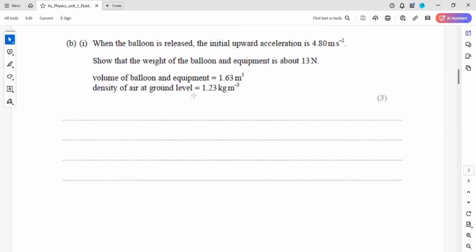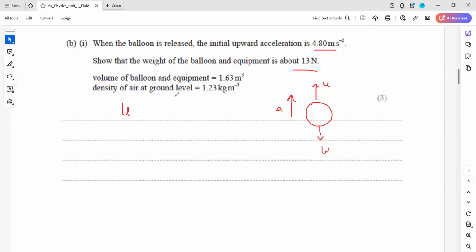When a balloon is released, the initial upward acceleration is 4.8. Show that the weight of the balloon and the equipment is 13 newtons. The volume of the balloon and the equipment is 1.63 and the density of the surrounding air is 1.23. So when the balloon is accelerating upward, it means upthrust is more than the weight. That's why it is accelerating upward.